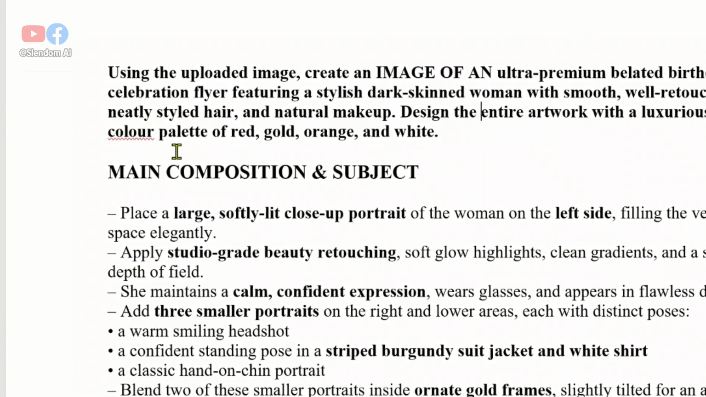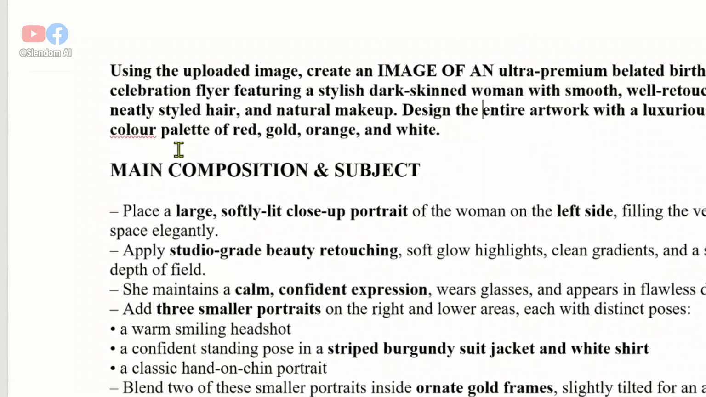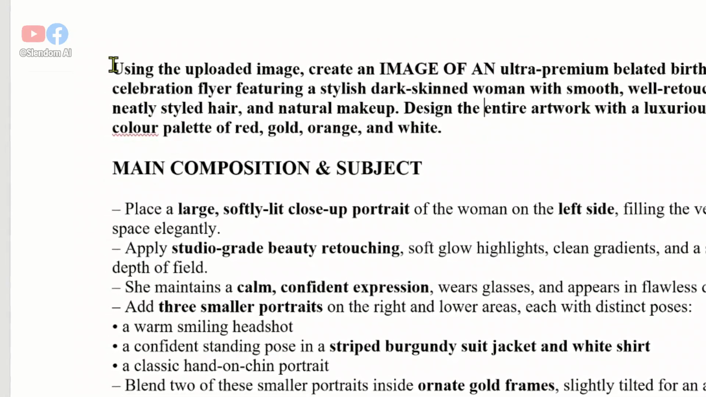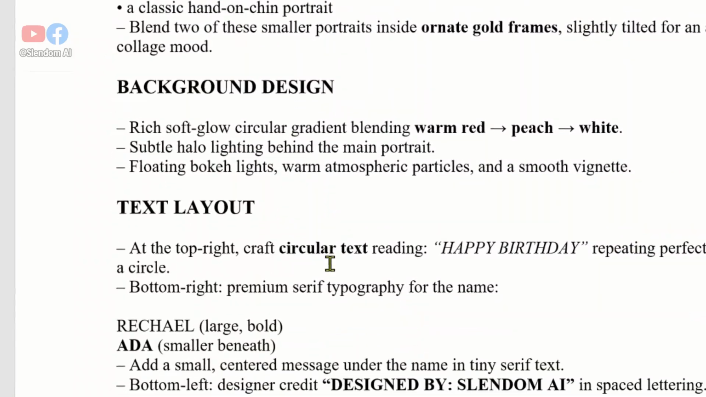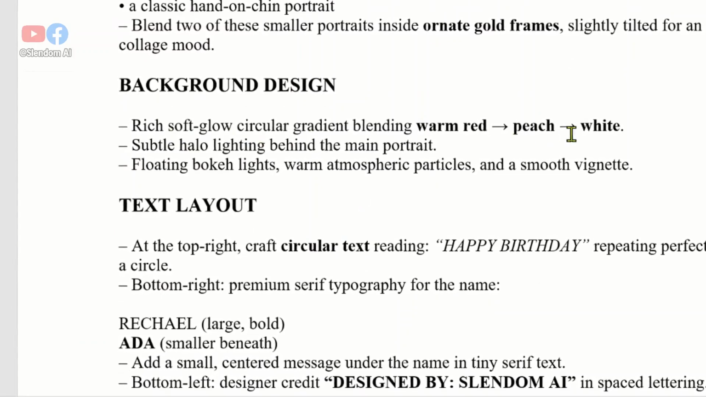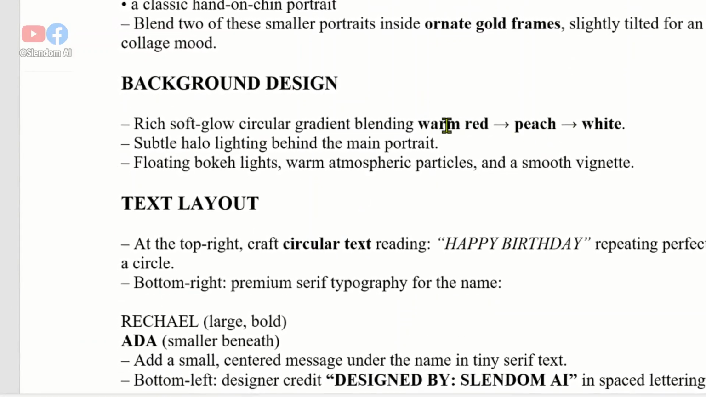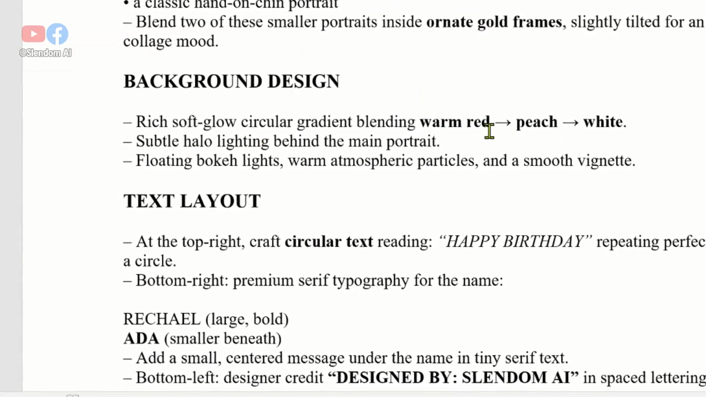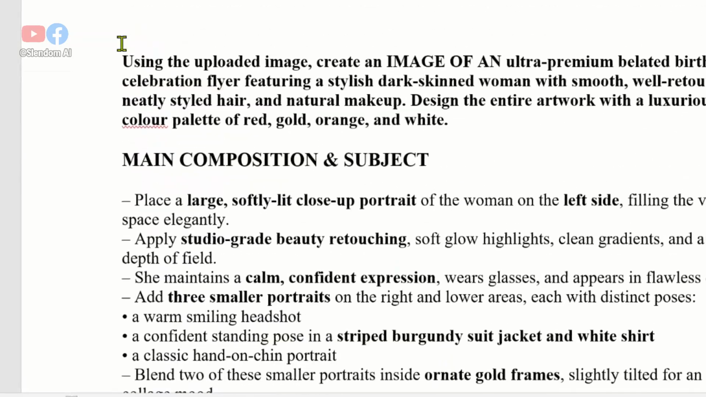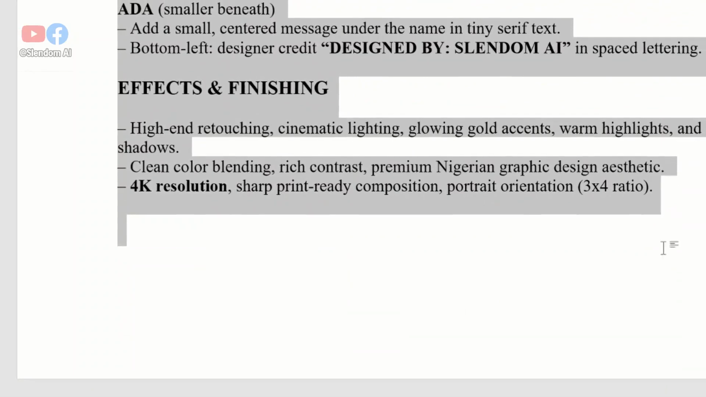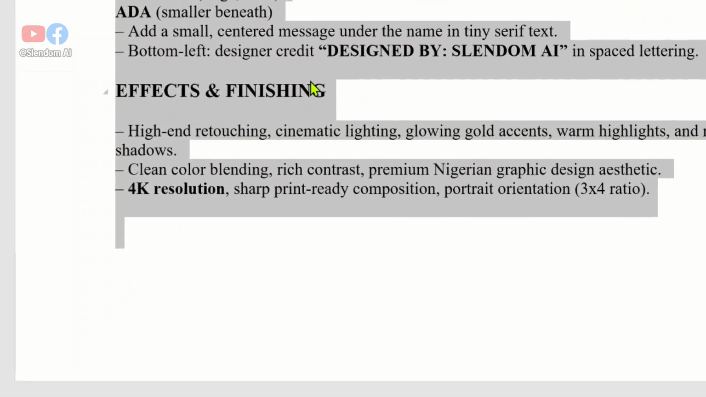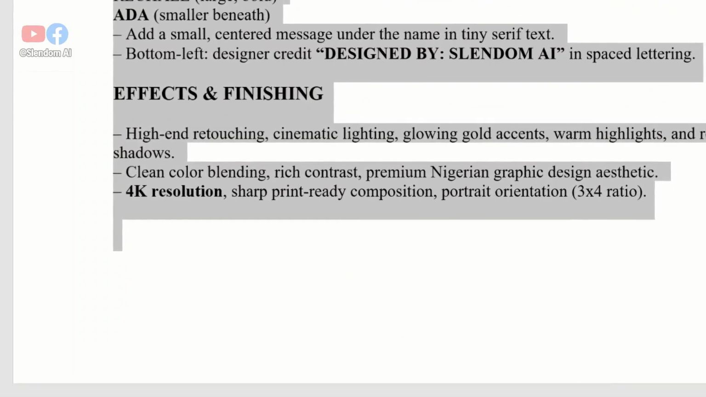Sometimes, all these AI sometimes misunderstand and they begin to write prompts for you instead of giving you an image. So let's see, is there another thing that we want to do here? Look at the background design. These are the places you can manipulate the colors. For instance, warm red. If you don't want warm red, you can say wine and other. So without wasting time, let's just copy this, open a new ChatGPT chat, paste it there and create our image.